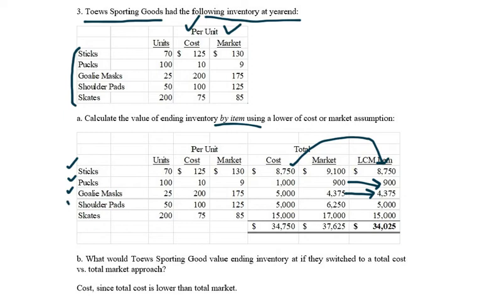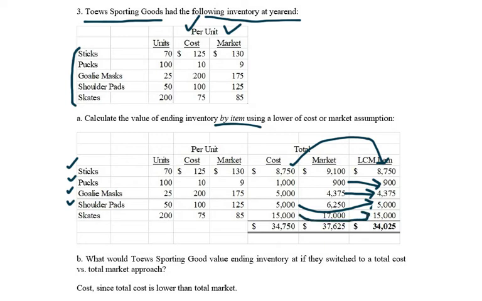Oh well. Shoulder pads, 50 at 100, 125 is market. So this one, 5,000 cost, market 62.50. So yes, this is the one we would go with the cost of that one. Oops, I kind of erased it there or wrote over it, so it should be 5,000. And then lastly, skates is 200 at 75, 85 is the market, so 15,000 cost, 17,000 market. So that's another one that we will go with cost.